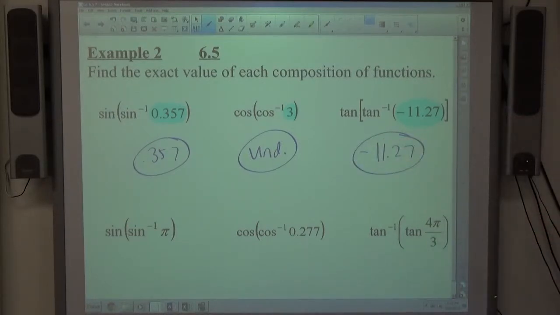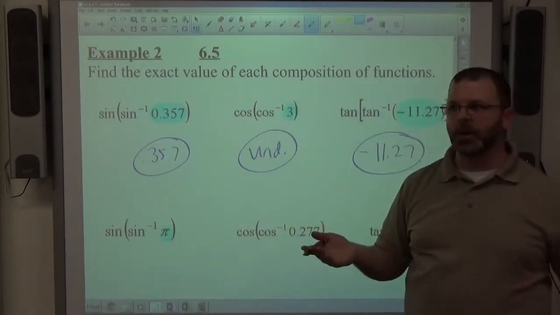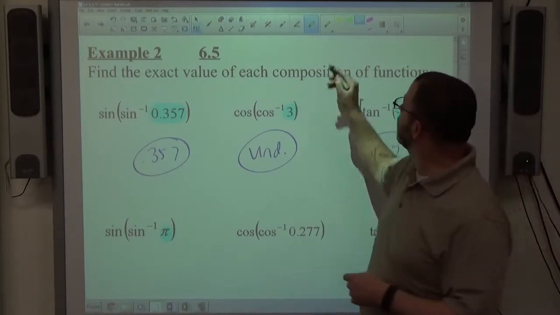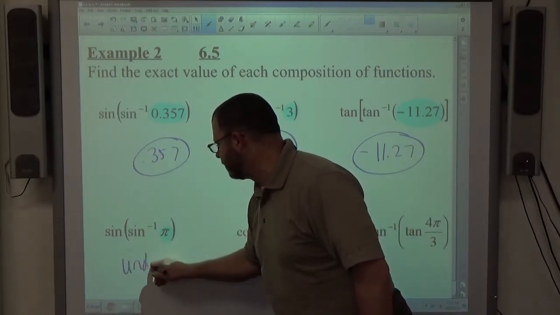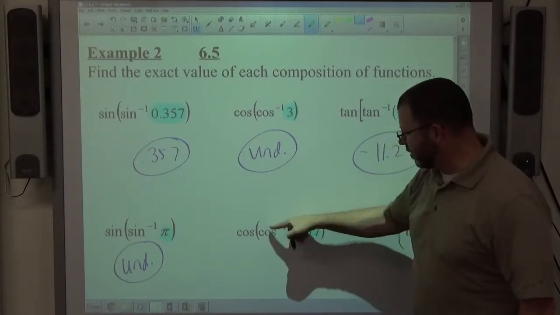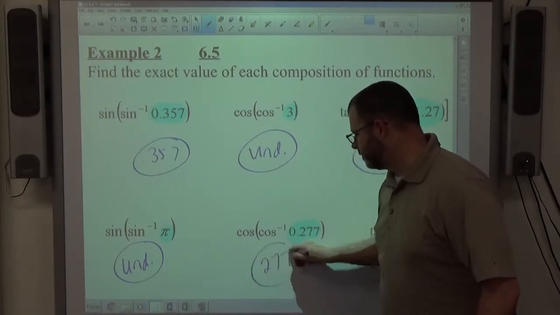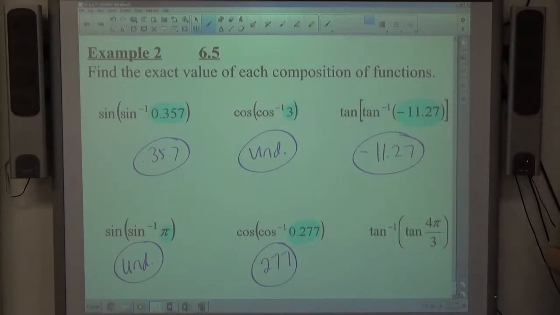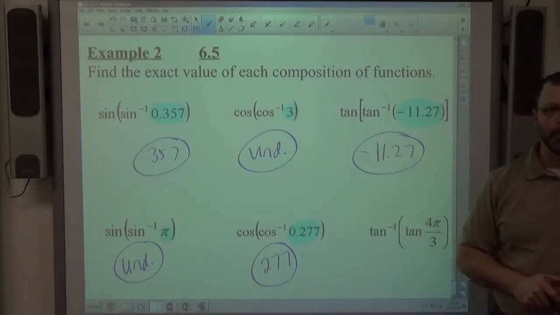So again, that's really easy. If it's trig function of inverse trig function, as long as the inverse trig function can be done, the answer is whatever the x value is. How about the next one? No. No. Pi is too big, right? -1 to 1, pi is 3.14 something. So that does not fall into the domain of sine of inverse sine, so it's undefined. And this last one of that type, 0.277, is inside the domain of inverse cosine, so that's going to be 0.277. Everybody comfortable with that? Again, the answer is either x, the number that's there, or you can't do it because the inverse trig function is not possible to be evaluated.